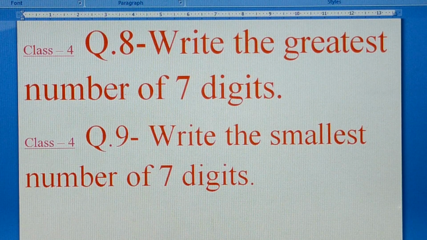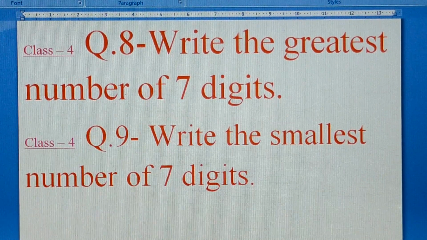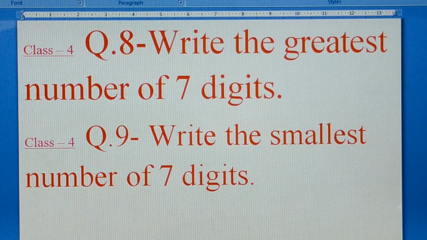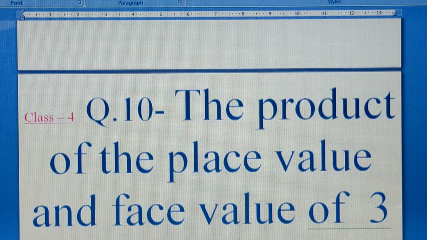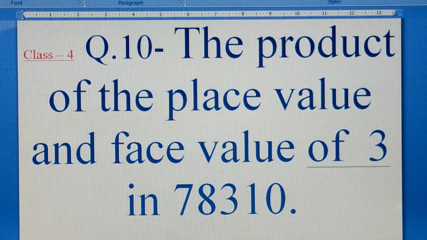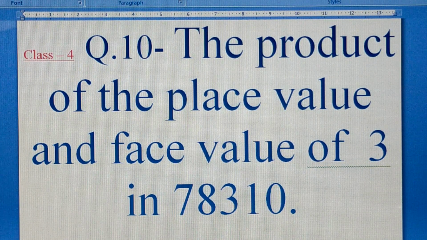Question number 9. Write the smallest number of 7 digits. You have to do it yourself. Question number 10. The product of the place value and face value. You should know what is place value and what is face value. The place value of 3 in 78,310 is 300 and the face value is 3. You have to multiply.